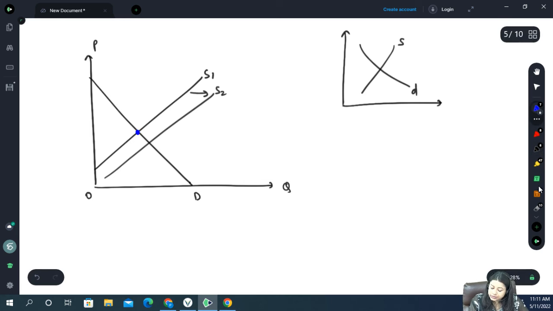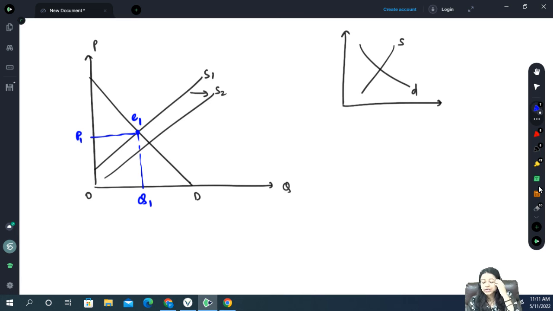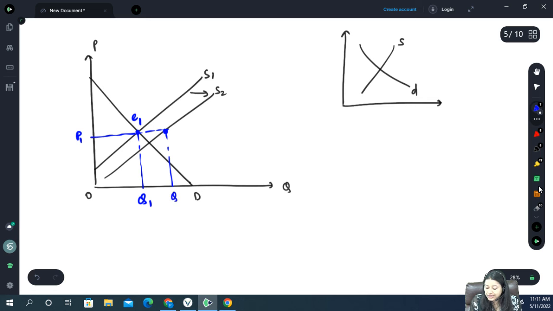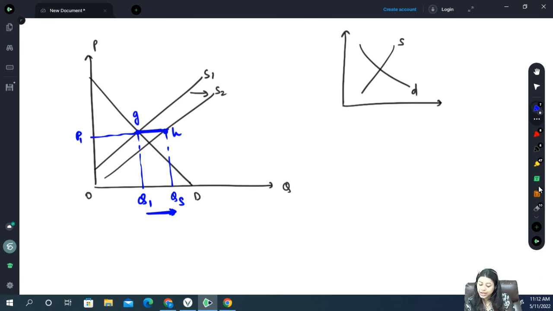Now earlier this was our equilibrium, our equilibrium price and equilibrium quantity, P1 and Q1. Here this was our E1. Now, since there is a shift in the supply curve, at this price P1, what do we have? We have an increase in the supply. The quantity demanded is here only. Let me just quickly write G and H. G is now our quantity demanded at price P1, and H is the quantity supplied at price P1 now. So it has created what? A surplus in the market at price P1, at the earlier equilibrium price. Clear? So now P1 cannot be our equilibrium.